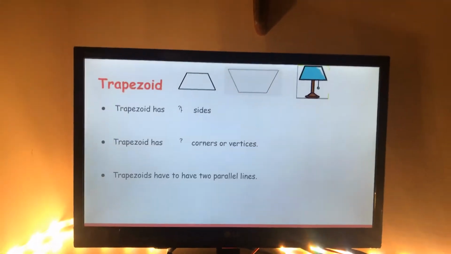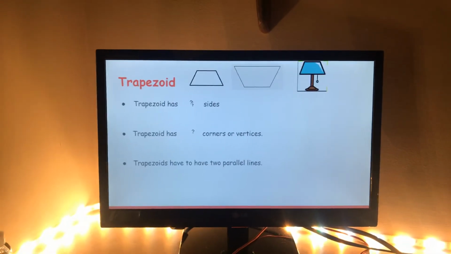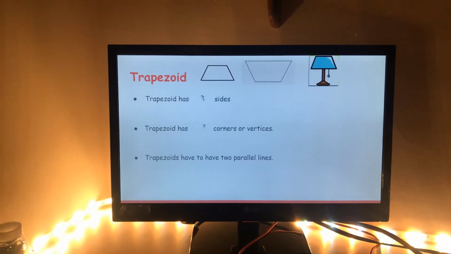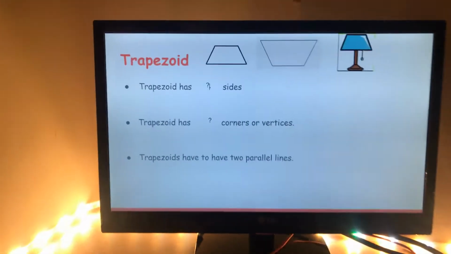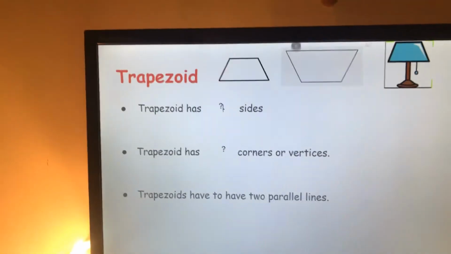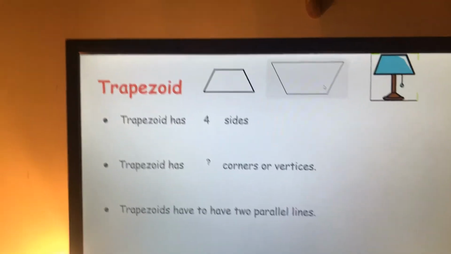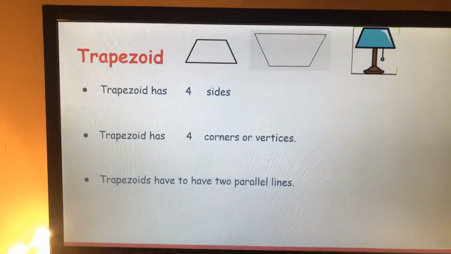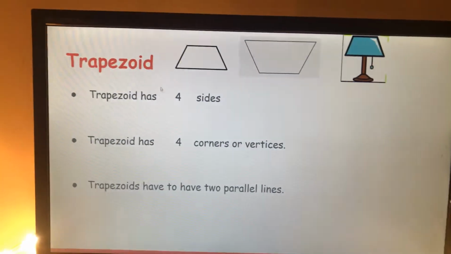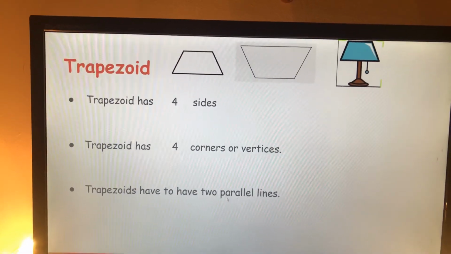A trapezoid. This might be a new shape. And a trapezoid is a little bit different. But okay, we'll look at the sides first. How many sides does a trapezoid have? Well, it has 4, just like the square. And how many corners or vertices? 4. The thing about trapezoids is they have to have 2 parallel lines. They have to have 2 parallel lines.